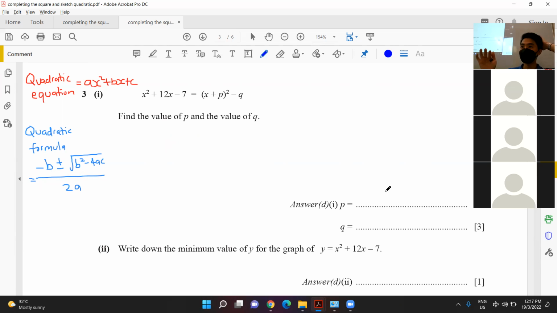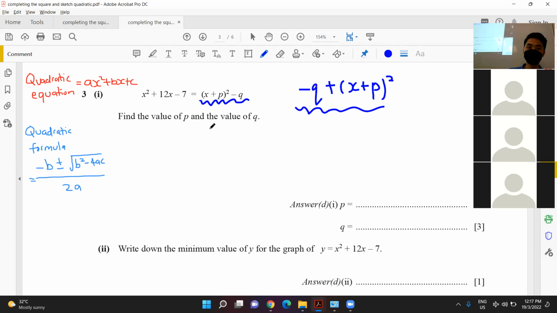Question 3 on completing the square. Again, if you look at this formatting here, sometimes when they ask you to do completing the square, they can say something like negative q plus x plus e square. I need you guys to still be able to recognize that this is still completing the square format. Okay, so again, one more time, doing this together.